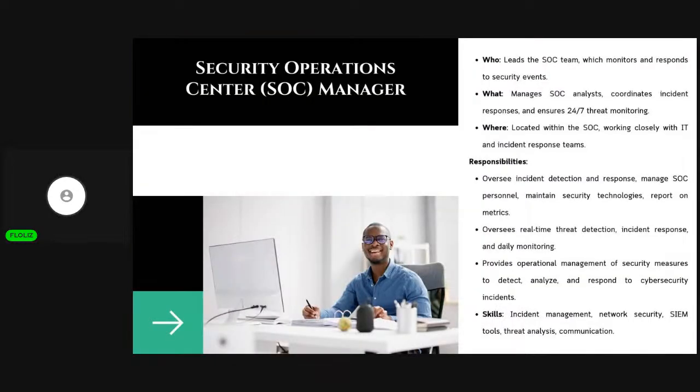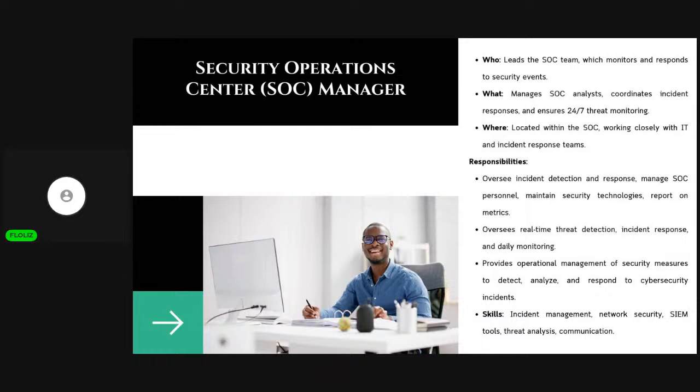the Security Operations Center Manager. Every institution is supposed to have a Security Operations Center, but some industries are trying to centralize theirs. Let's assume you have yours. You should have someone managing that center. The manager of that center should have some skills. One of those skills is incident management. The person also should have network security knowledge, threat analysis, and good communication.